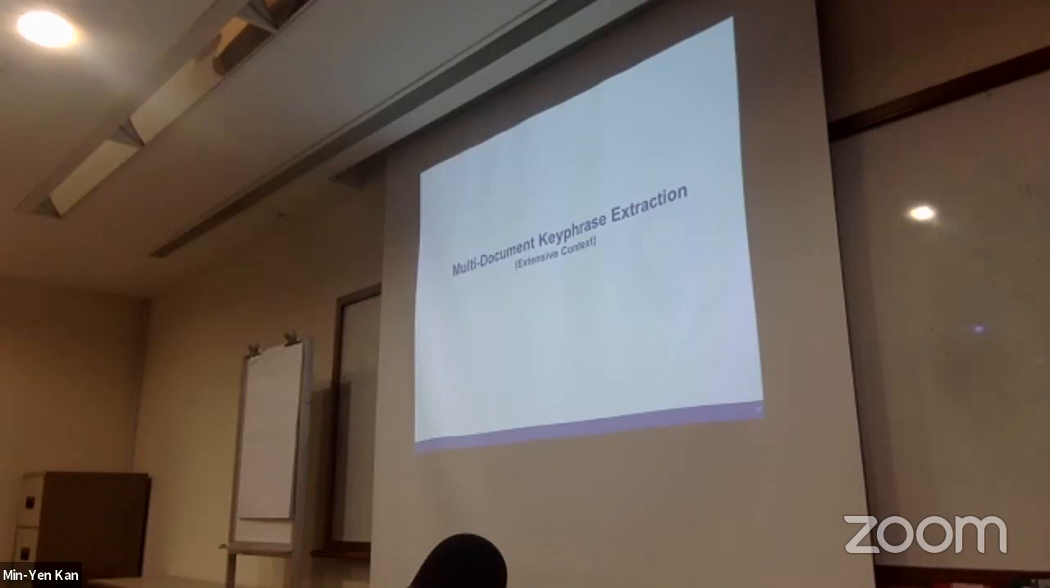Before we move to multi-document context, does anyone have any question? Okay, so next we move to extensive context. That is a lot of documents connected to each other by citation or co-author, or connected to people by authorship and co-authorship and so on.